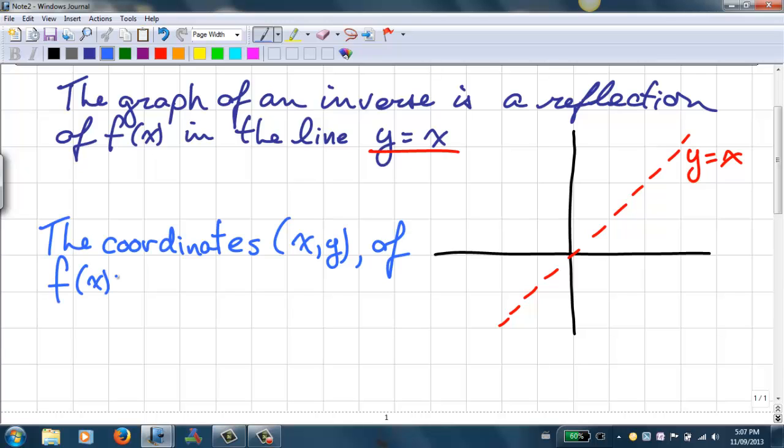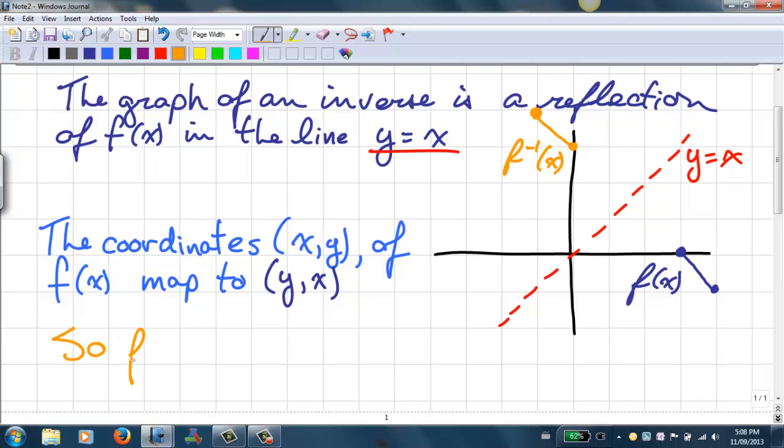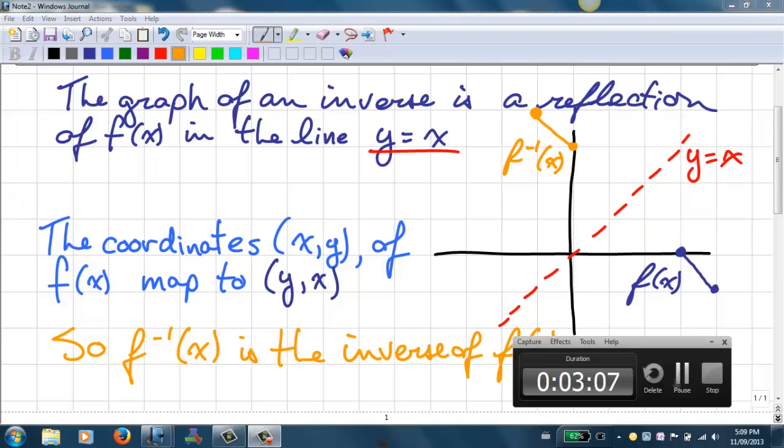Any coordinates (x, y) of some function f(x) will map to (y, x). So we find the inverse of a graph by switching the coordinates. If we've got some point like (3, 0) over on the right there, the blue one, then the inverse of that is going to go to (0, 3).